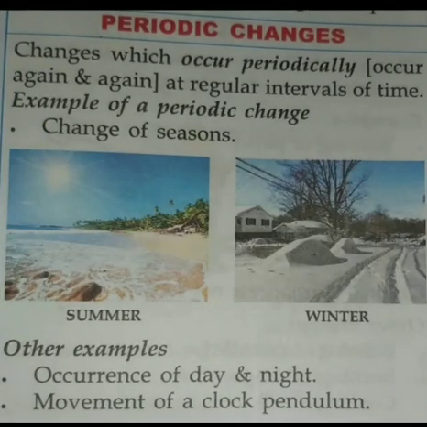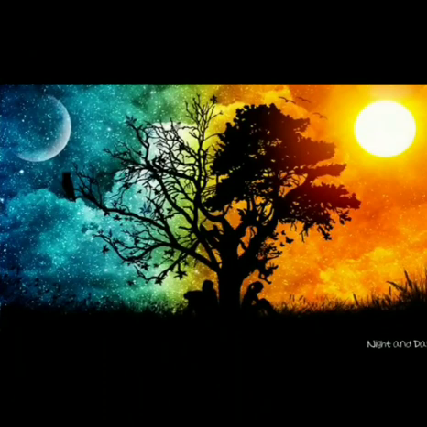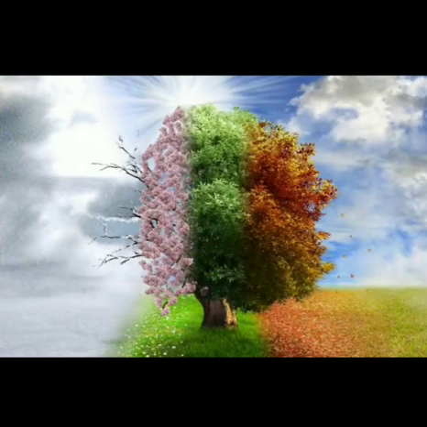Next is periodic changes. Periodic changes means the changes which occur periodically, that means at a regular interval of time. The change which occurs at a fixed regular interval of time is called a periodic change. For example, changing of seasons, day to night, or the movement of the clock pendulum. That means it occurs at a fixed interval of time. That is known as periodic changes. Here you see the example of day and night. These are examples of periodic changes.